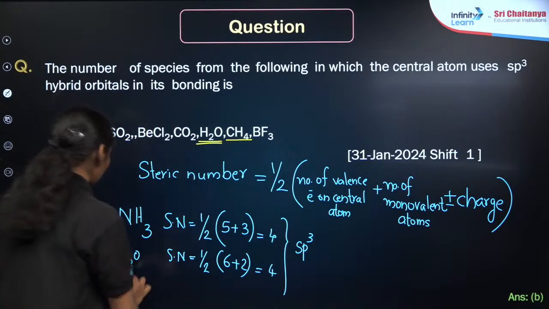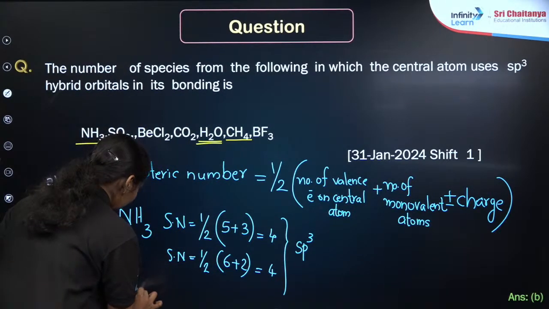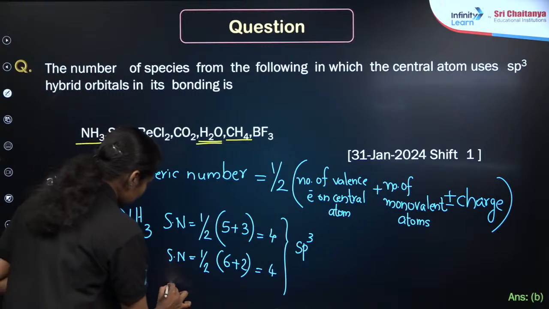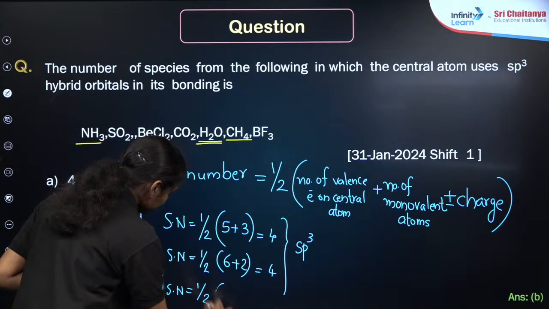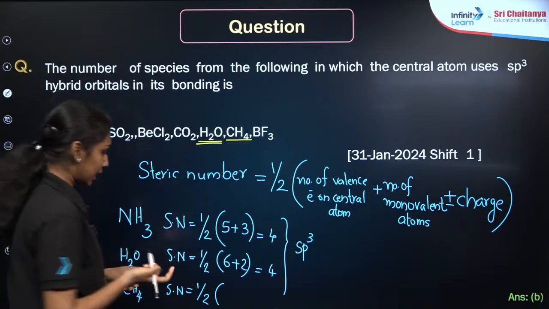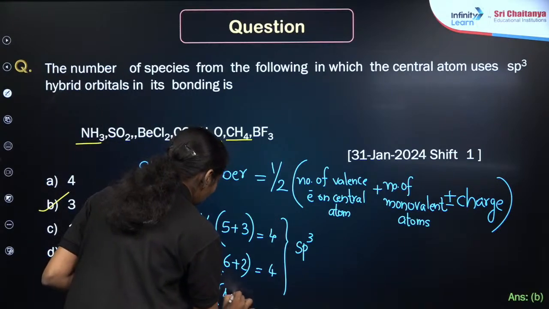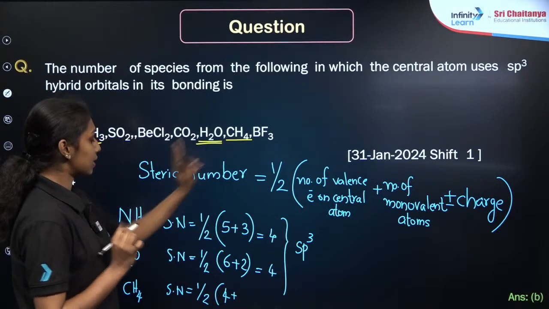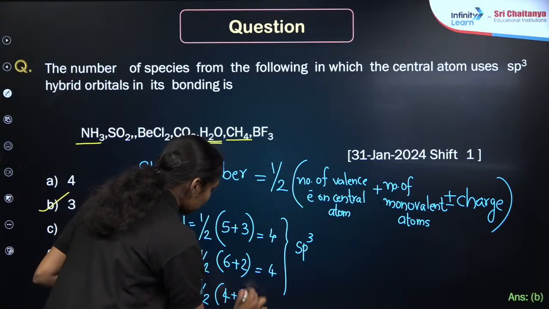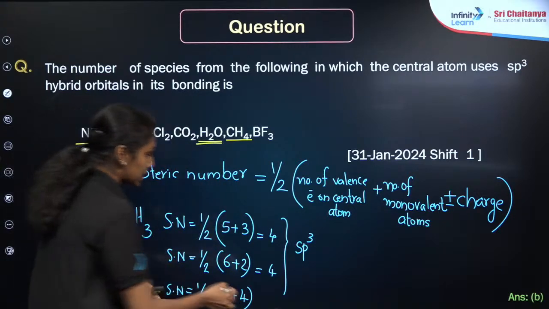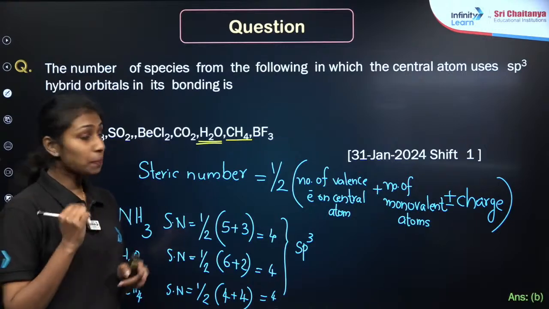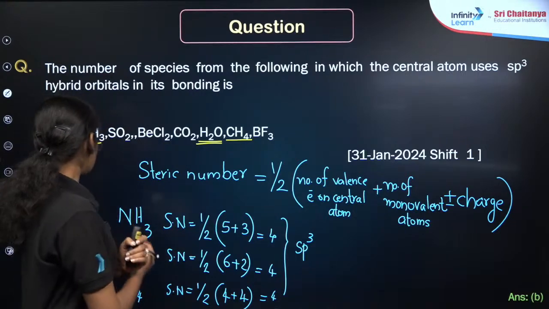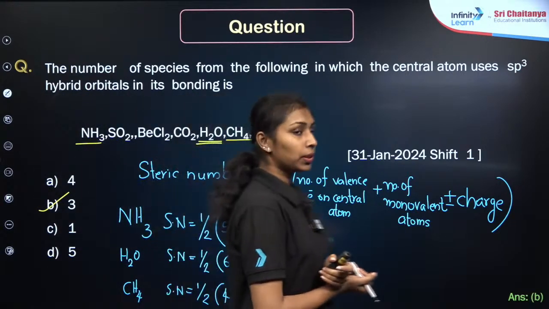And the last one, CH4, right? Carbon will be the central atom. Calculating the steric number, that is half into, carbon has 4 valence electrons, right? 4 plus, it is surrounded by 4 hydrogen atoms, that is 4 monovalent atoms. 4 plus 4, 8 by 2, that is equal to 4 again, which means these 3 molecules exhibit sp3 hybridization. That is option B, the correct answer. Clear?